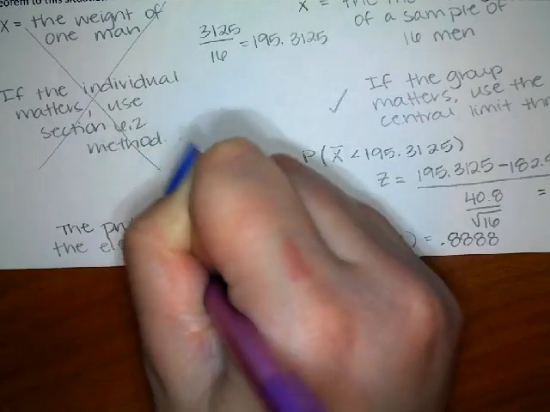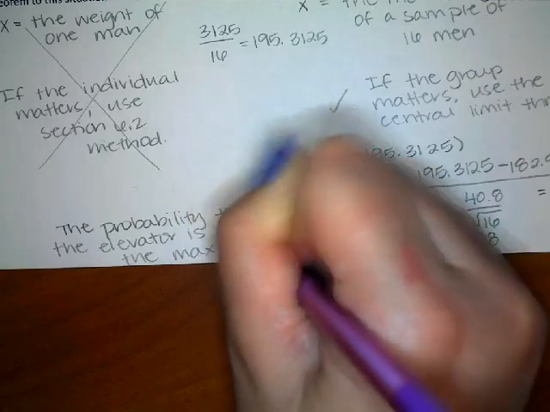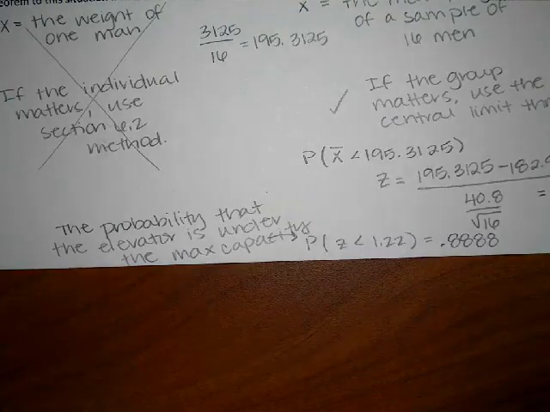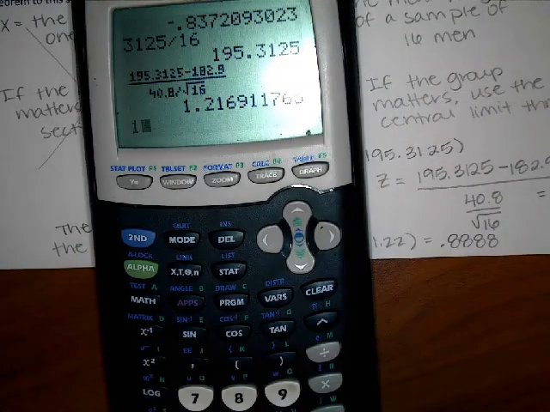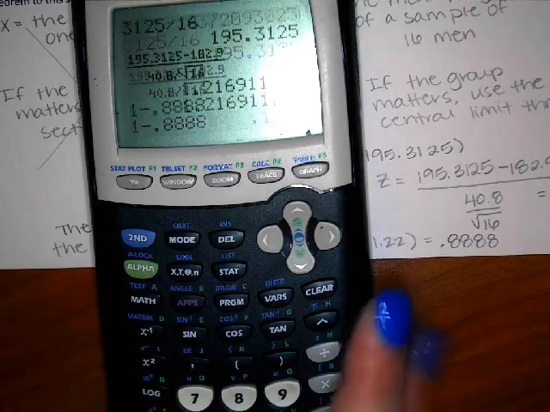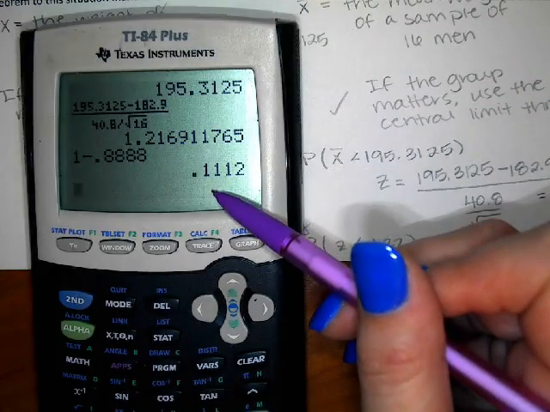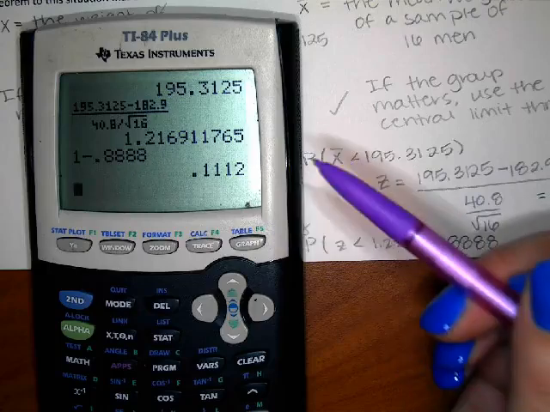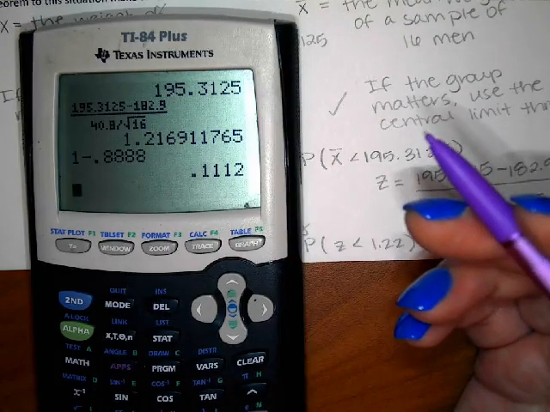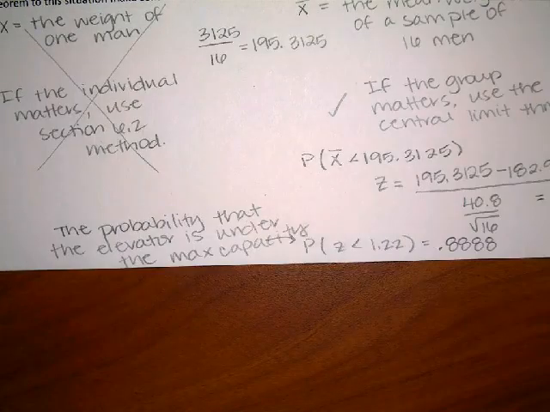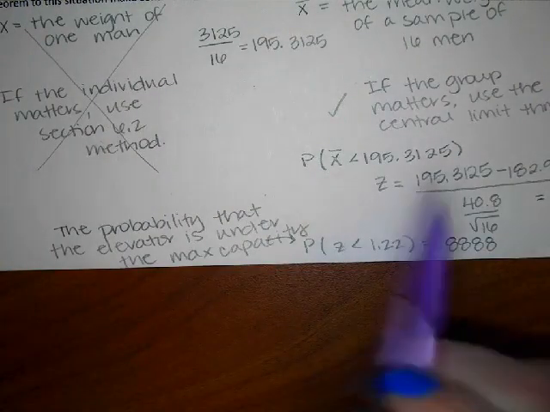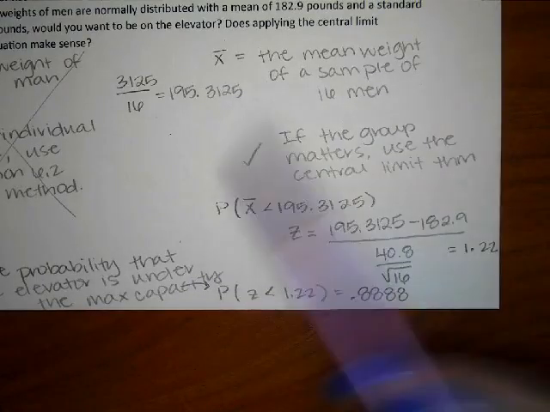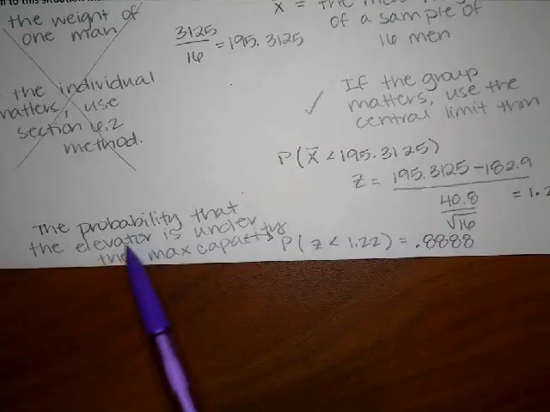And maybe you're comfortable with that. Maybe 0.8888 is comfortable to you, but that means 1 minus 0.8888, which means there's an 11% chance that that elevator is above max capacity. So I would say I don't want to be on the elevator, because there's an 11% chance that there's too much weight on the elevator if 16 men are on it. So the central limit theorem does make sense, because the group average is what matters in this case, and I would not want to be on the elevator because the probability that it's safe is only 0.8888, or 89%, and that's not high enough for me.